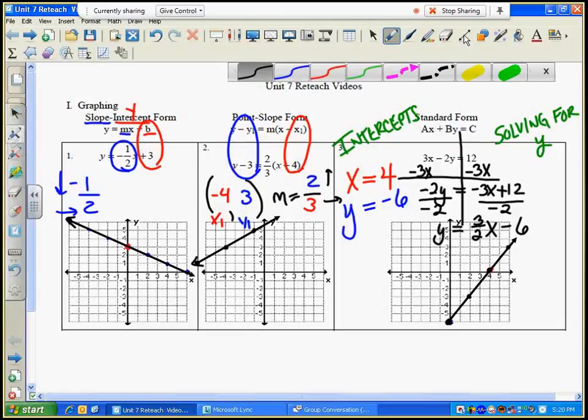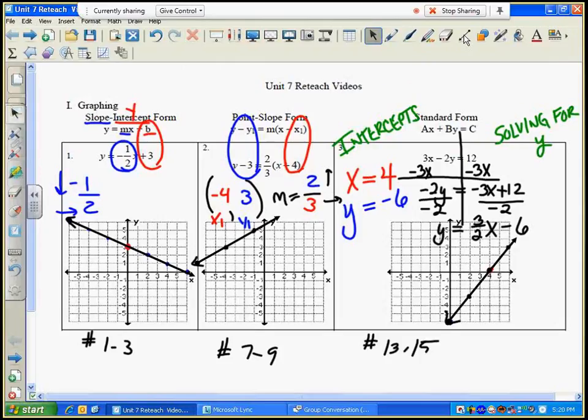All right. These three examples should help you here with problems 1 through 3. The middle one should help you with problems 7 through 9. And the last one should help you with the problems 13 through 15. Give those a shot, and then watch the other parts of the videos to help you with the rest.